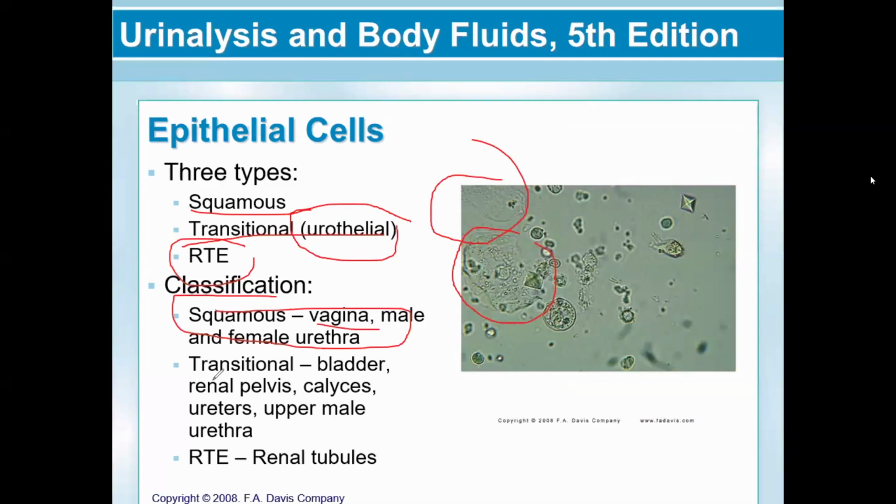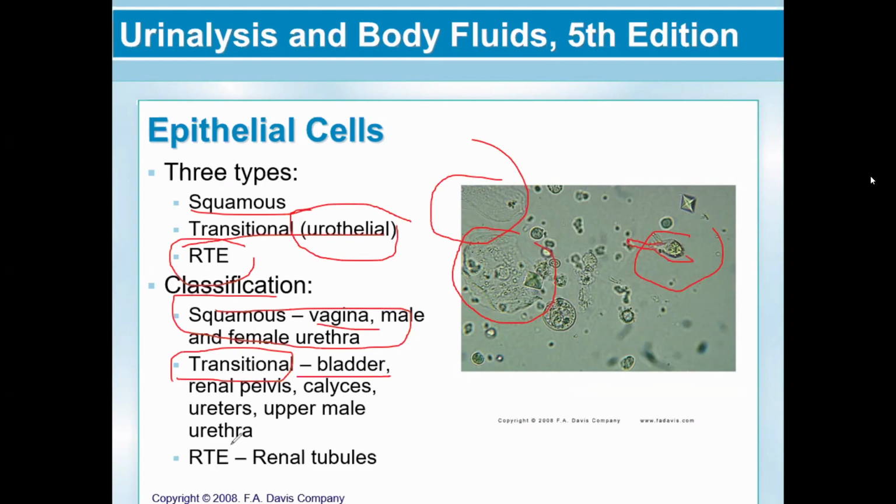And then we also have the transitional or urothelial cells. Where do they come from? From the urinary bladder, the renal pelvis, and the calyces. Here are some appearances of the transitional cells. We have the caudate form, which has a tail. But not only that, the transitional cells can also be round, and they can also be polyhedral.